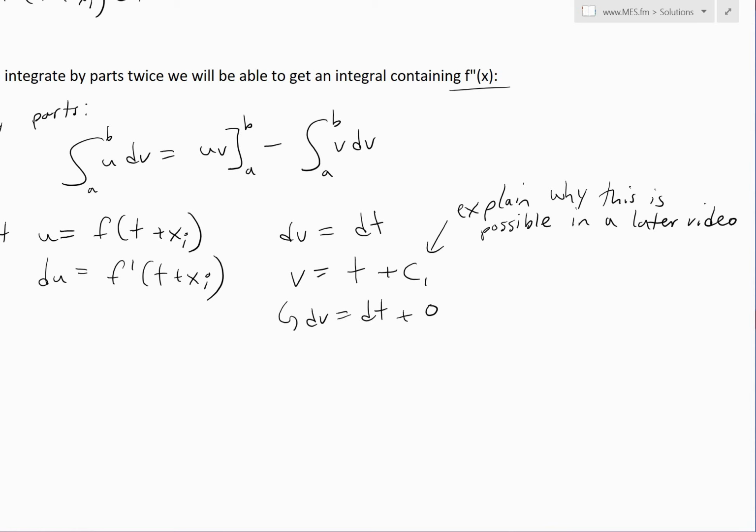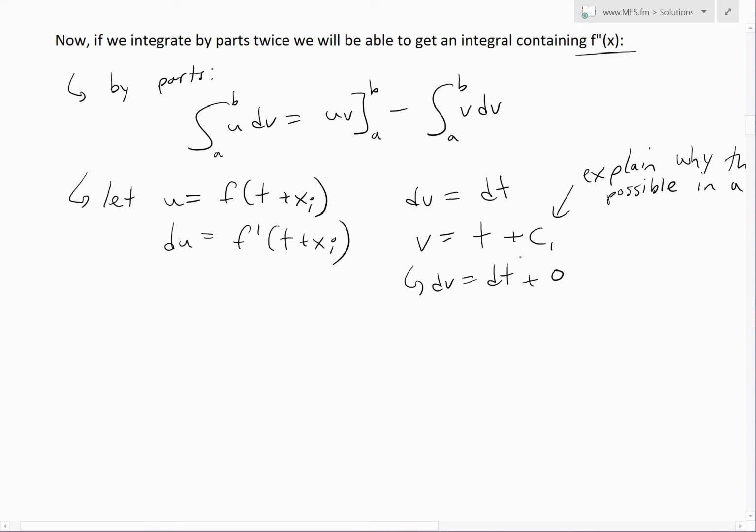I'll explain this in greater detail in my next video, and I'll explain why we're doing this soon. It will start to make sense why we're adding this constant, because in all my other integration by parts I never add this constant. We never needed to, but in this one it's pretty useful to add it.